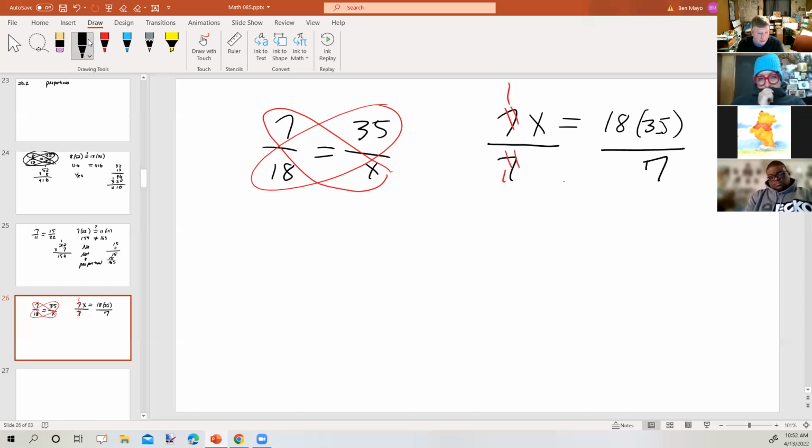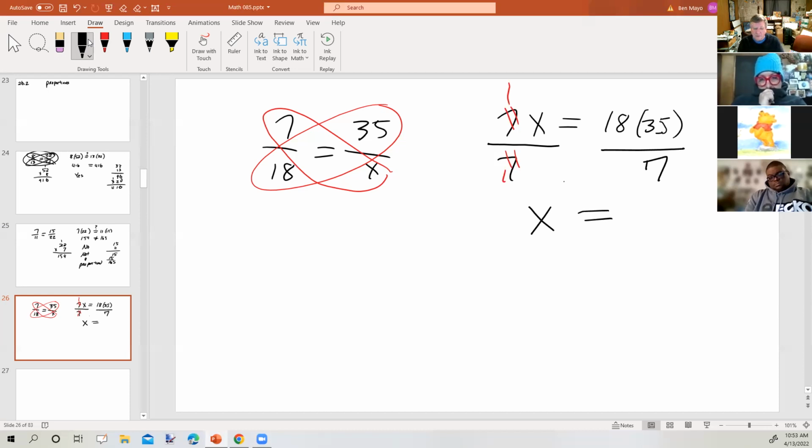1 over 1 is 1, and 1 times x is x. It's not the number 1, it's 1x. So this is 1x equals.